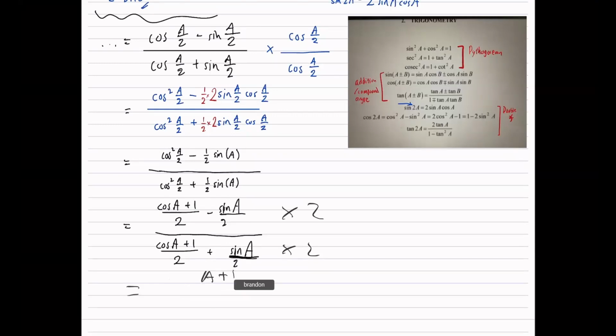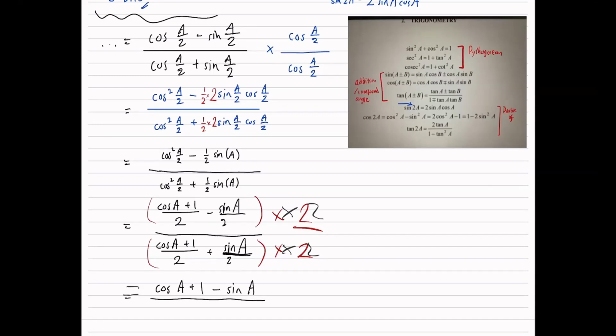Okay, and also it's a fraction minus a fraction, and a fraction plus a fraction. The denominator is the same, so maybe we combine them. Actually, it's the same thing. Okay, you get it already. Never mind, just do it. So bracket, times 2 at the top, times 2 at the bottom. You're essentially multiplying by 1. Then you end up with cosine A plus 1 minus sine A, all over cosine A plus 1 plus sine A. Is that useful?